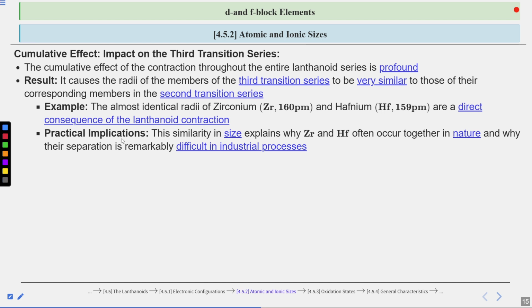What are the practical implications? This similarity in size explains why zirconium and hafnium often occur together in nature and why their separation is remarkably difficult in the industrial process. If you want to use zirconium somewhere and hafnium at other places, why is it very difficult to separate these two in the industrial process, and why do they exist together in nature? These things are explained by their similarity in size.